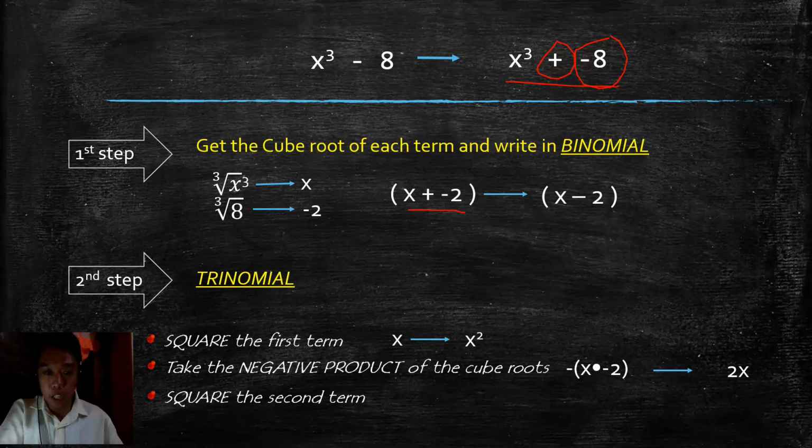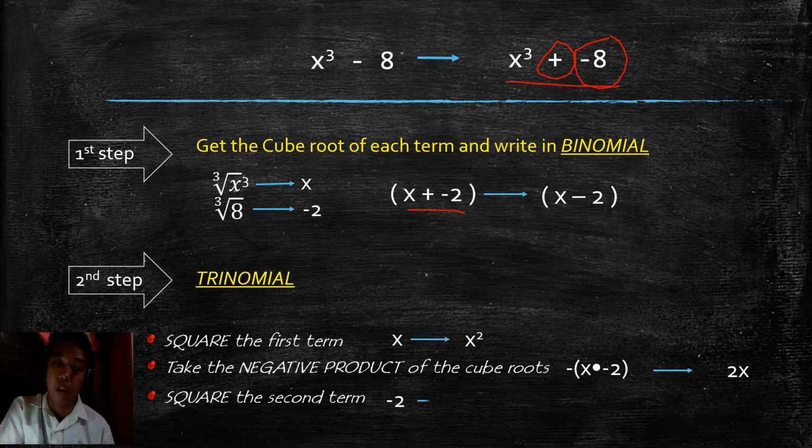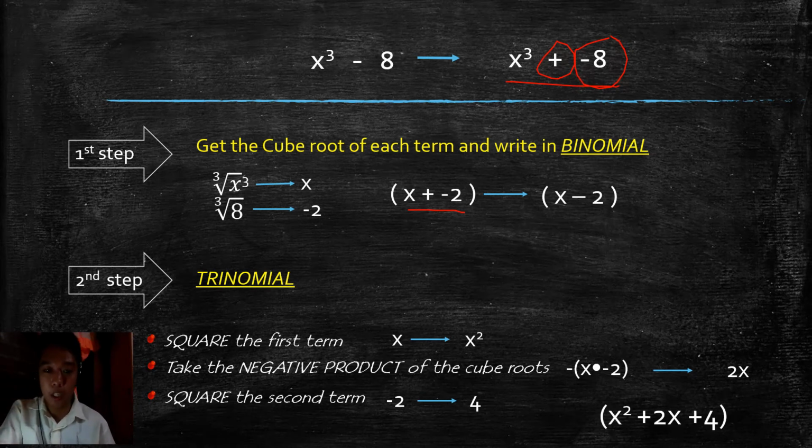Okay. So, tapos na natin yan. So, let's square the second term. So, ang second term natin is negative 2. So, negative 2 multiply to itself, we get 4. Kasi squaring lang naman tayo. So, nakuha na natin yung 3 steps. Ang gagawin lang natin, we are just going to combine them by addition. Parang yung ginawa natin sa binomial. Okay. Combine by addition. Okay, so, x squared plus 2x plus 4.